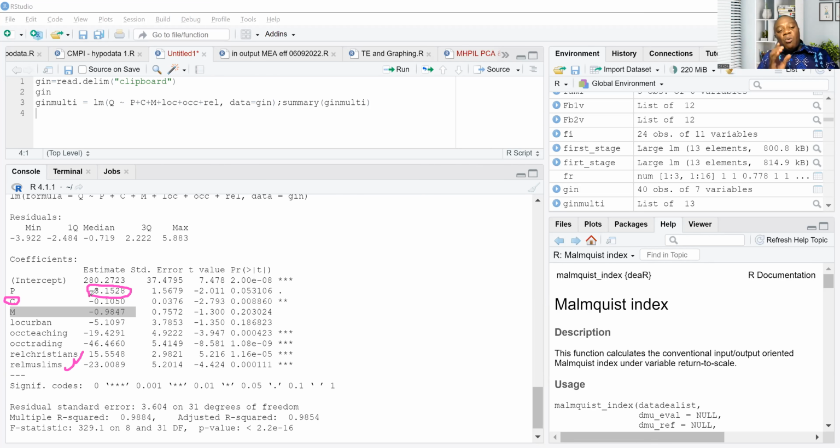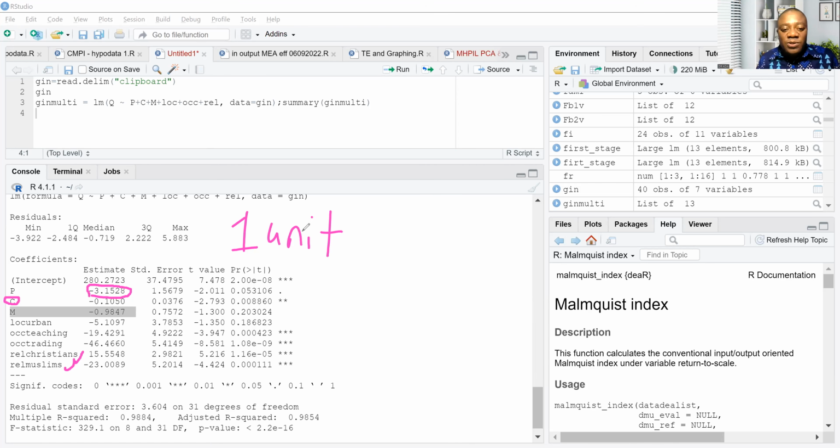So I said a 1 unit increase. You see, I use the word unit. I didn't say a 1% increase. I did not say a $1 increase or a 1 cedi increase. I did not mention the unit of measurement. I did not say dollar, percentage, kilogram, or yards. I said unit. Once you keep it at unit, you keep yourself safe.